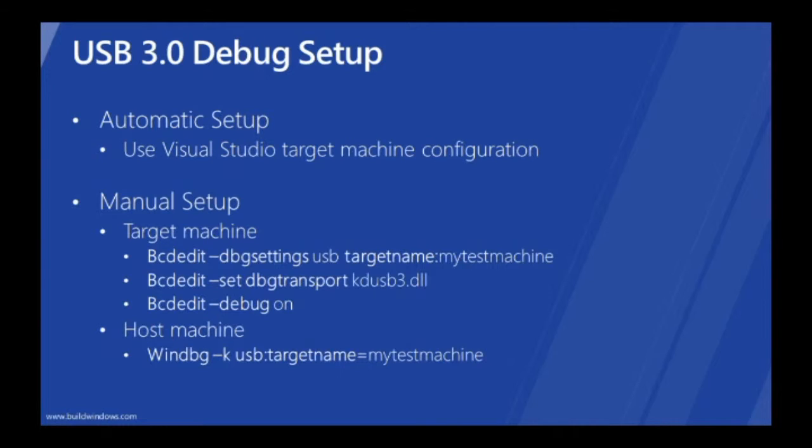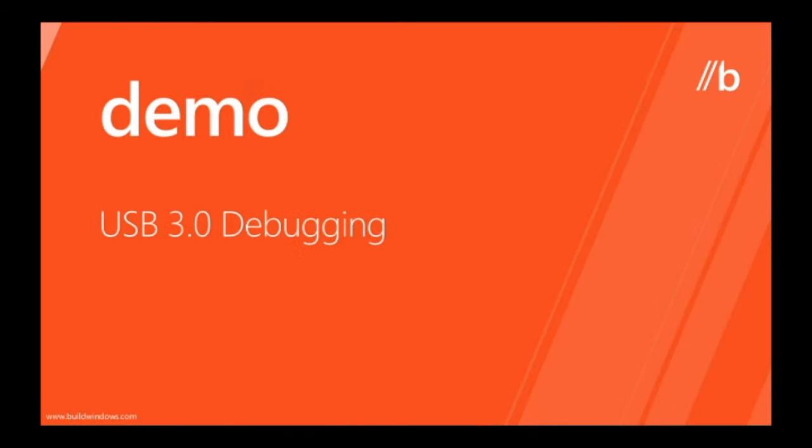The final thing that you need to do is turn on debugging by saying bcdedit -debug on. All of these commands must be run from an elevated command prompt. On the host machine, to fire up the debugger, you simply tell the debugger that you want to do USB debugging, and you specify the target name. Now I'll give you a demo of USB 3 debugging.